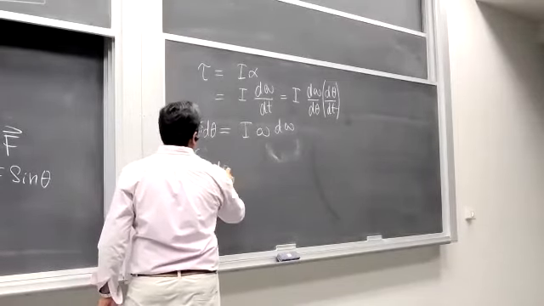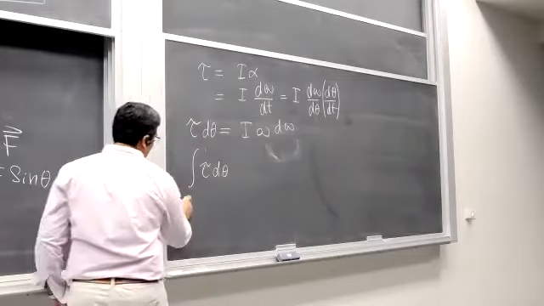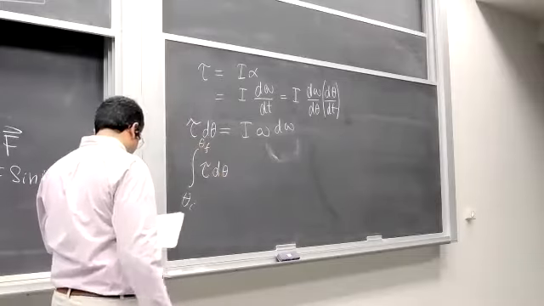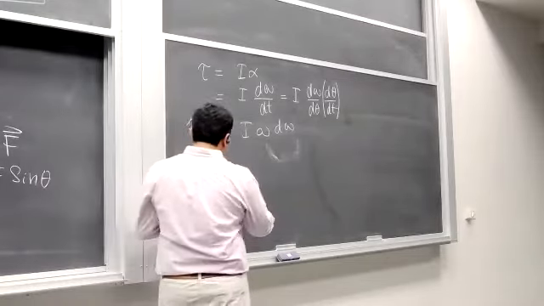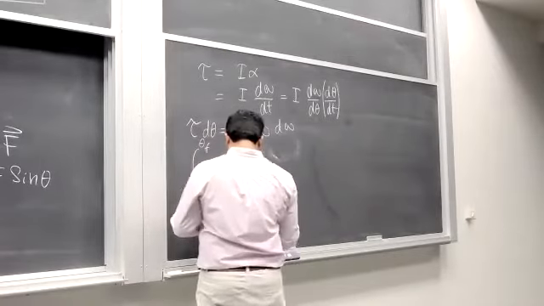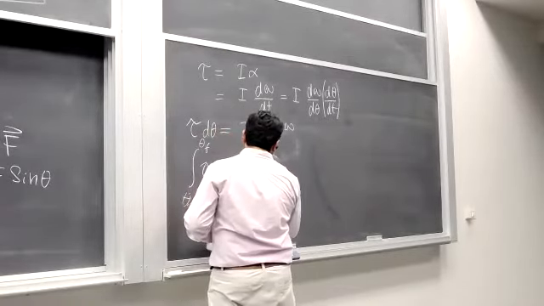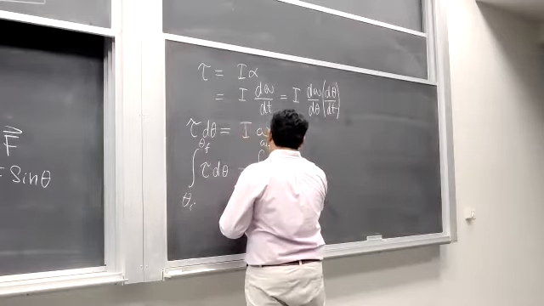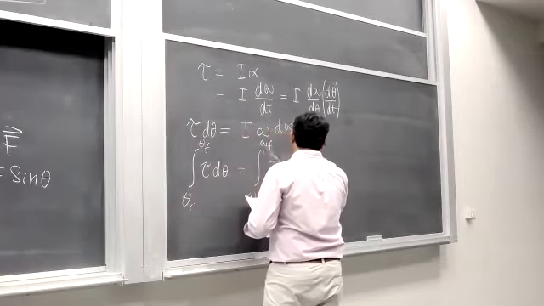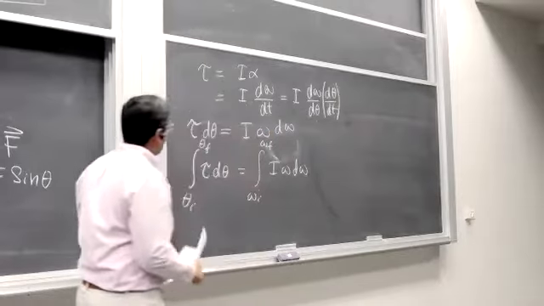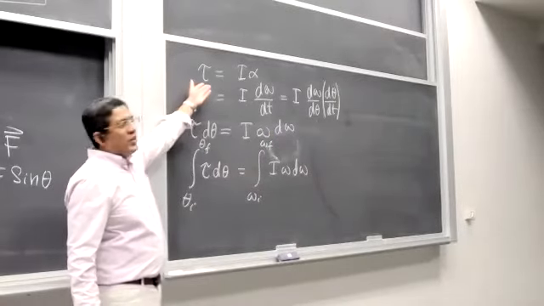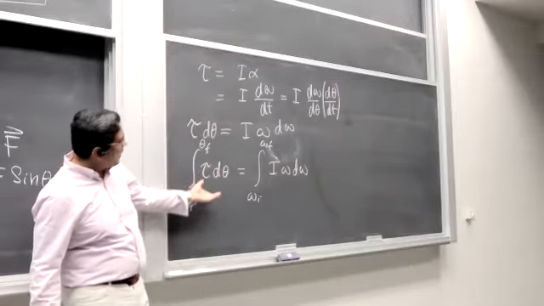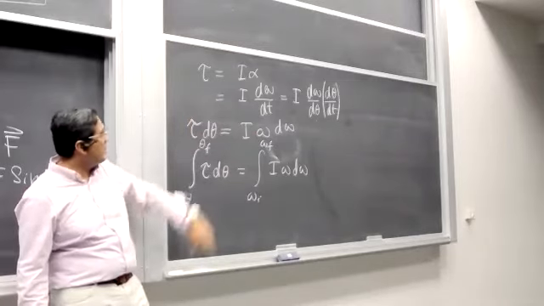Integral of tau d theta, from some theta i to some theta f, equals the integral from some omega i to some omega f of I omega d omega. I'm just writing the main relationship that the torque has with the rotational acceleration. This is just an integral form of that. I've not done anything new.